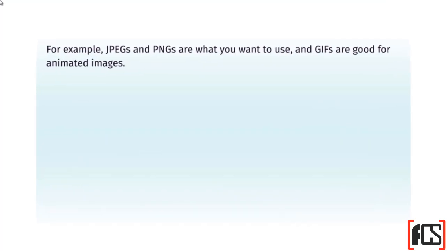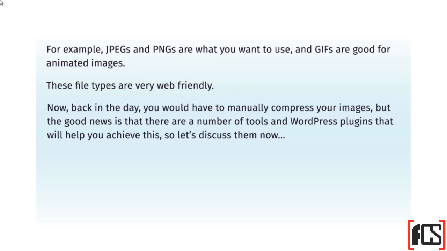For example, JPEG and PNG files are what you want to use when it comes to putting them on your blogs on a WordPress site. JPEGs and PNGs are file formats or images that are squeezed down easily and they are compressed for web use. GIFs, on the other hand, are basically animated images, but they are also compressed as well. Like I said, these files are very web friendly. However, you should remember, the more images you have, the more it adds up.